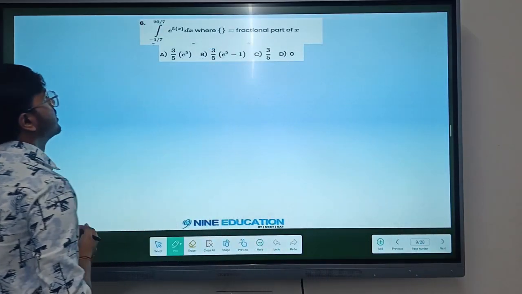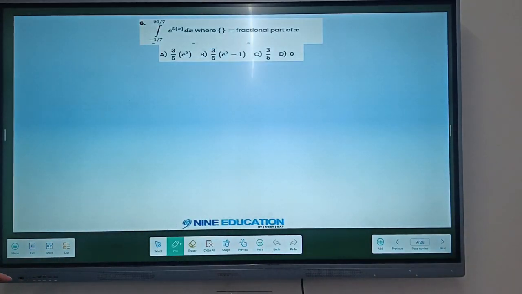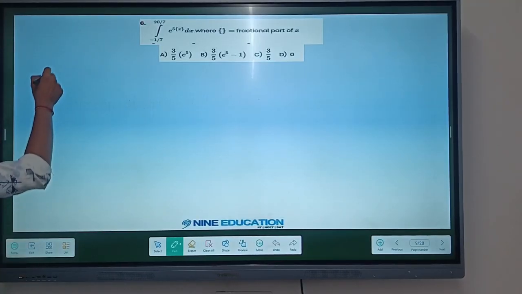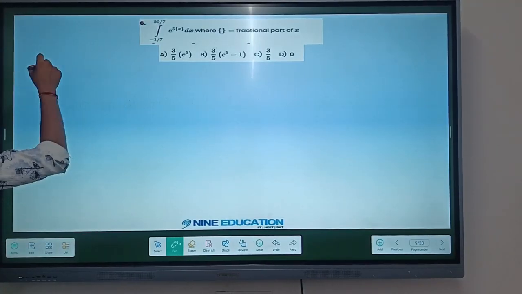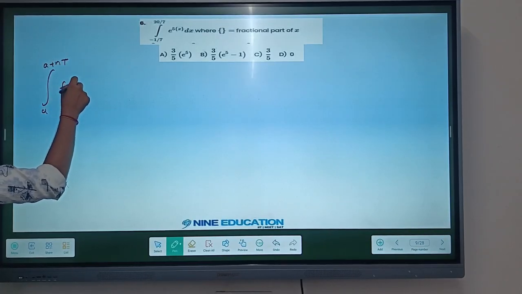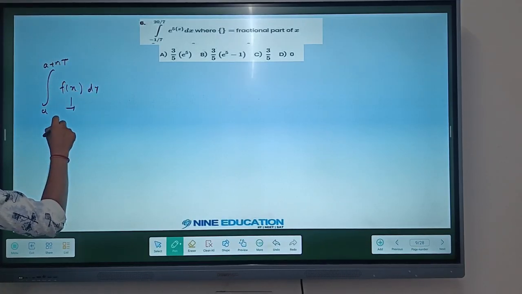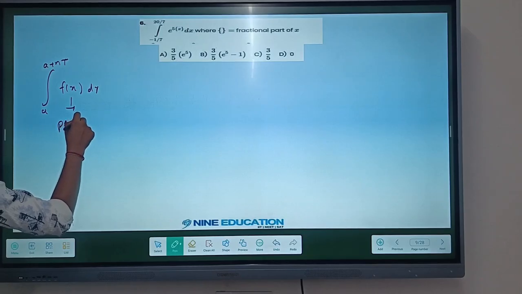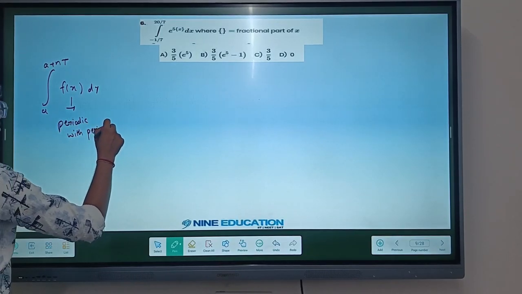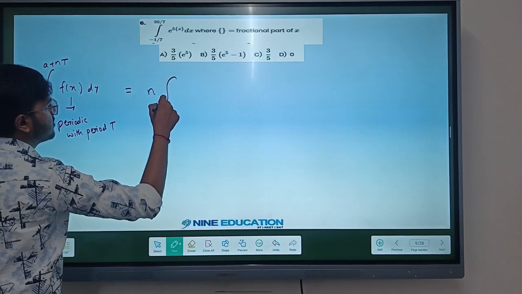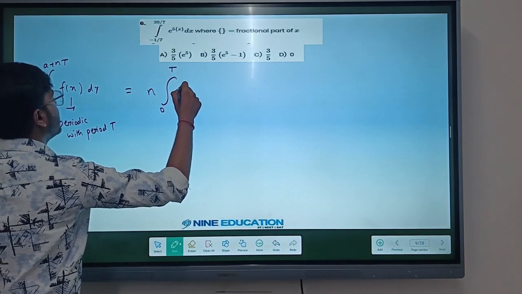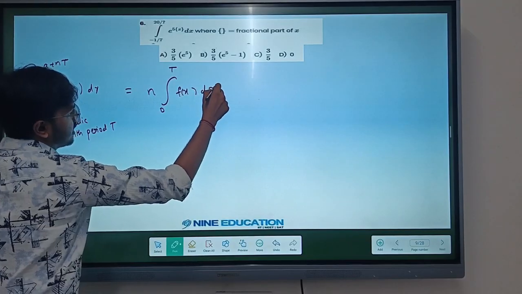Now next question, the sixth question, is based on definite integral. Now what is given? Fractional part of x. So we'll use this formula. If the integral from a to a plus nT of a periodic function f(x), with period T, is given, you can write it as n times the integral from 0 to T of f(x) dx.